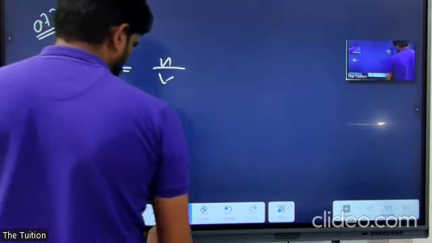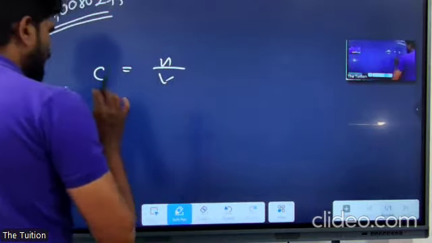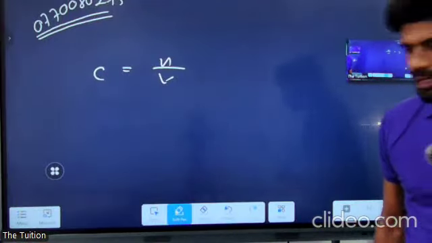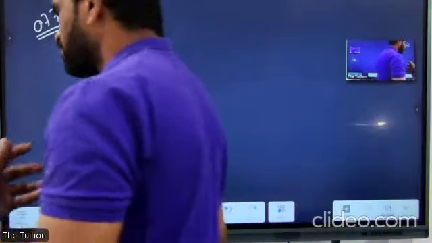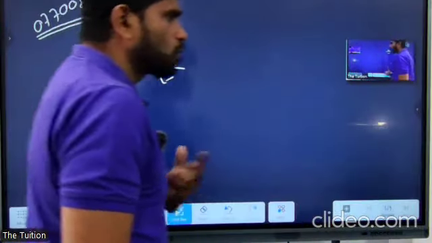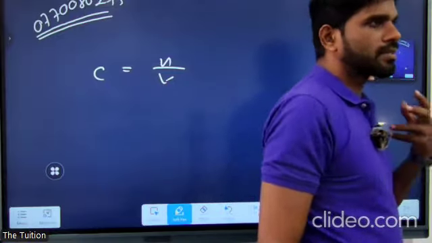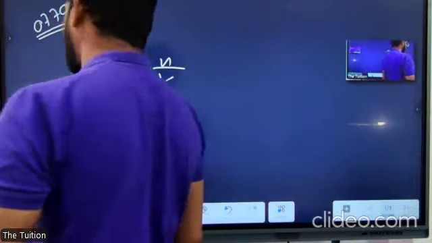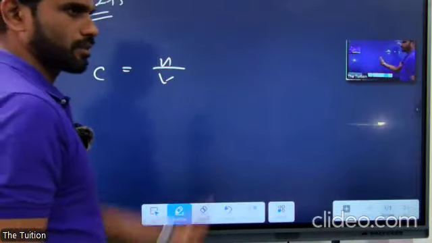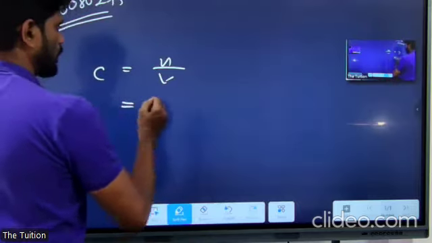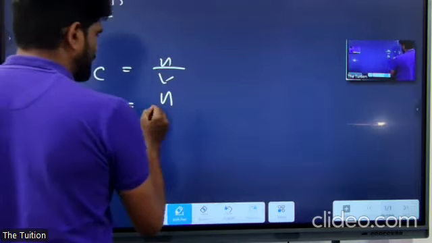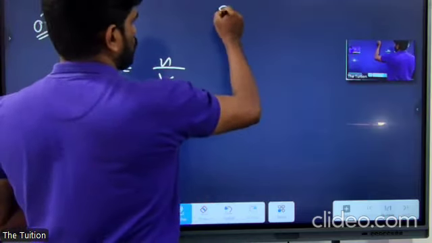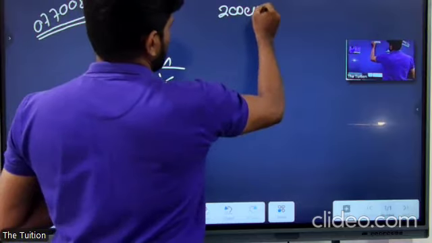Right. Let's see this way. Suppose the volume is given not in cubic decimeter but in cubic centimeter. So assume that the volume has been given in cubic centimeter units. So what you have to do? You have to convert that cubic centimeter into cubic decimeter. Right? So C equal n divided by V; suppose V is given as 200 cubic centimeter.